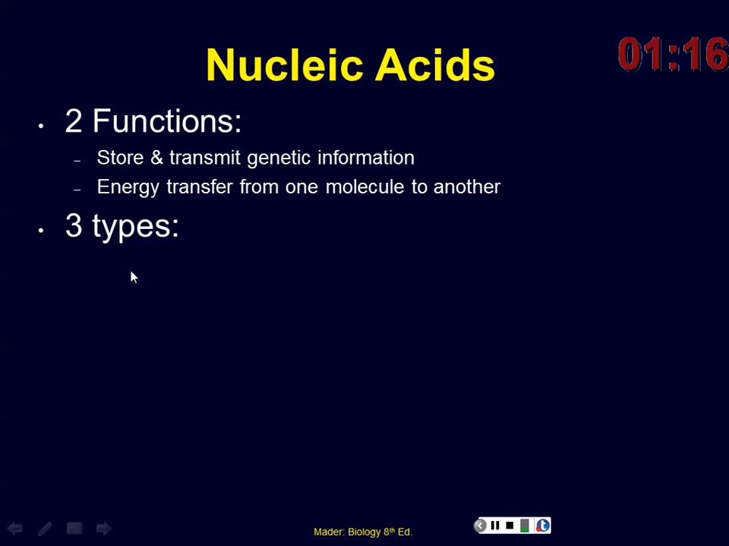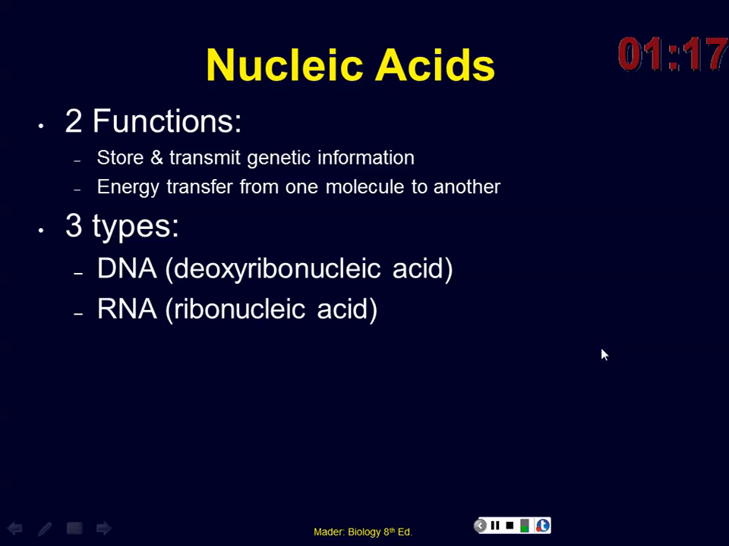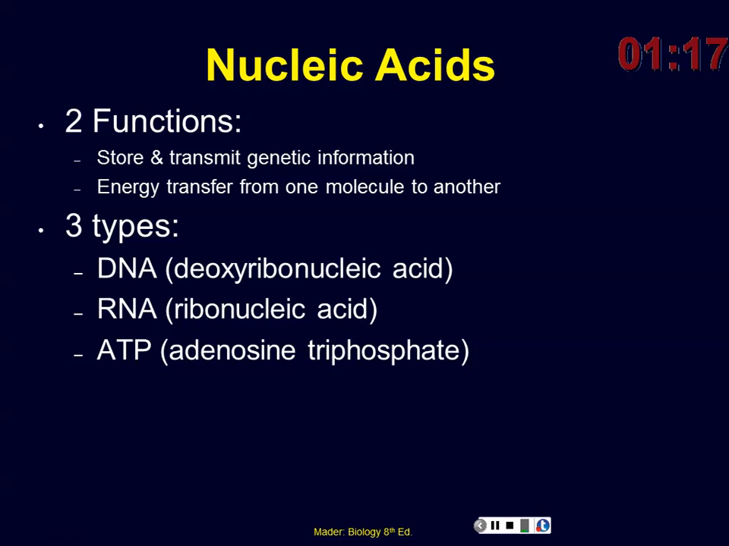There are 3 types. These are the 3 examples of nucleic acids that we're going to talk about. The first 2 are to store and transmit genetic information, and that is DNA, or deoxyribonucleic acid, and RNA, ribonucleic acid. So those 2 are involved in the storage and transmission of genetic information from one generation to the next. The third nucleic acid is involved in energy transfer from one molecule to another, and that is ATP, or adenosine triphosphate.